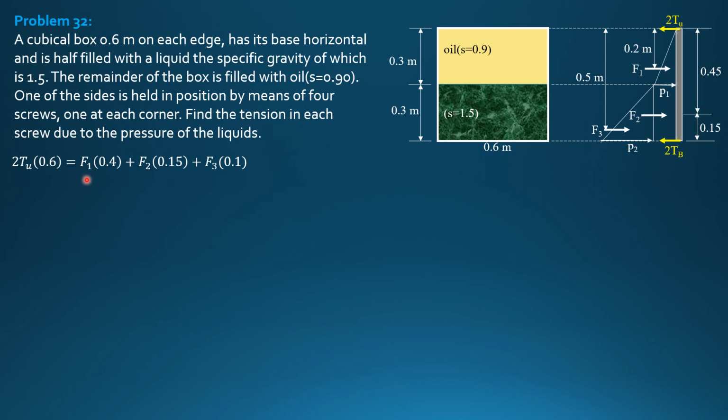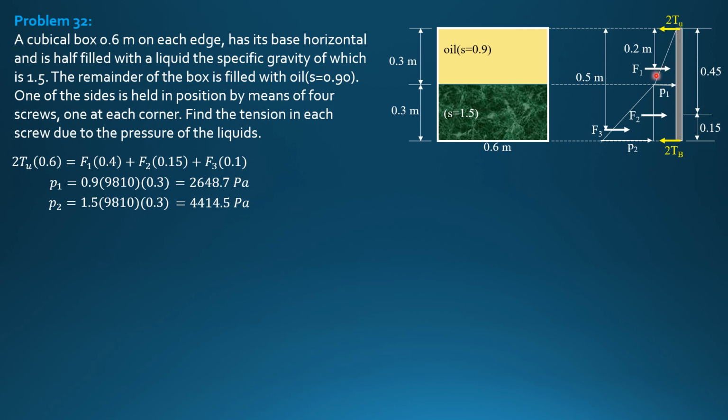Now F1, let's solve for P1 first to solve for F1. So P1 is specific gravity of oil 0.9 times 9.81 times depth 0.3. Let's express the value of P1 in pascals. The expected tension in the screws will just be in newtons. So 2648.7 pascals. P2, the pressure at the bottom, is P1 plus P2, so let's just concentrate on P2. That's 1.5 times 9.81 times 0.3. So in pascals, 4414.5 pascals.